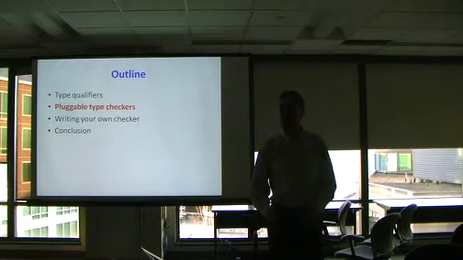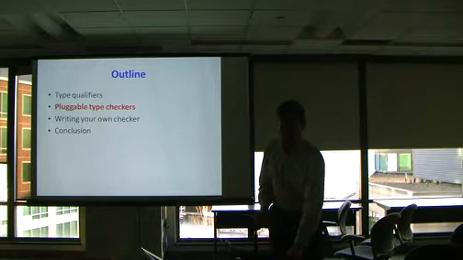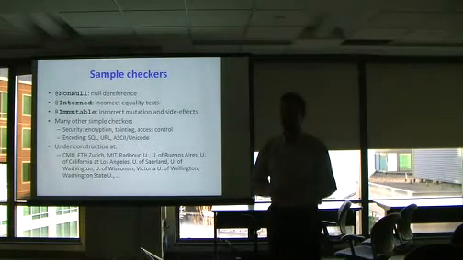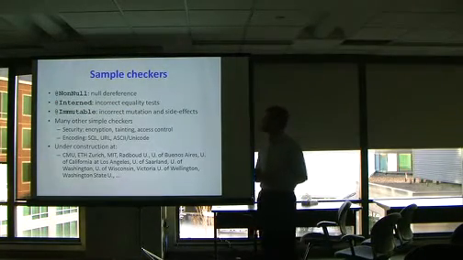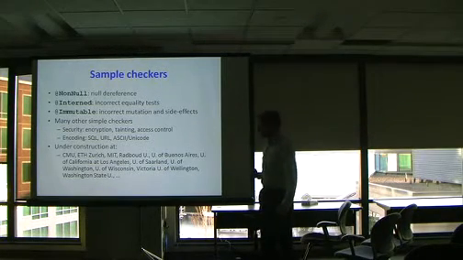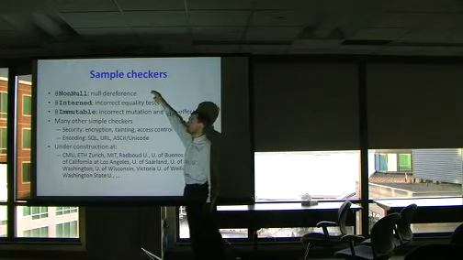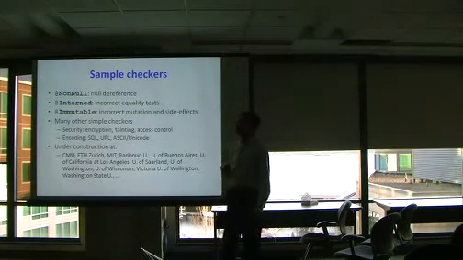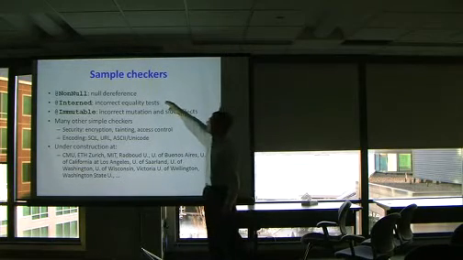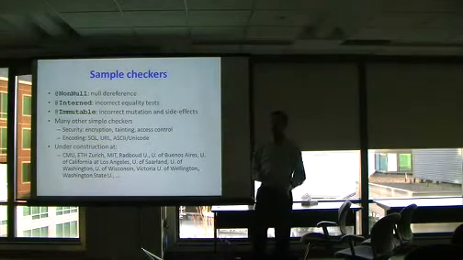Okay, so that's how you write these things, either now or in the future. And now let me tell you a little bit about the pluggable type checkers. So here are some of the sample checkers that are distributed with our set of tools. We have a checker that tells you if you have any possible null dereferences in your program. We have another one that tests interned, which tells you if you have any equality tests that are wrong.